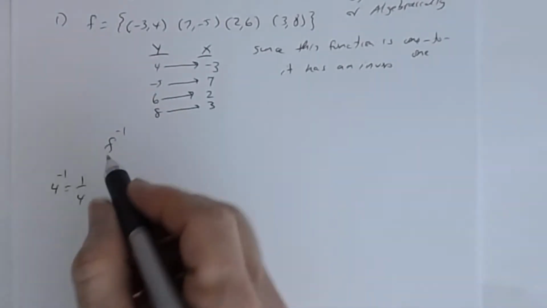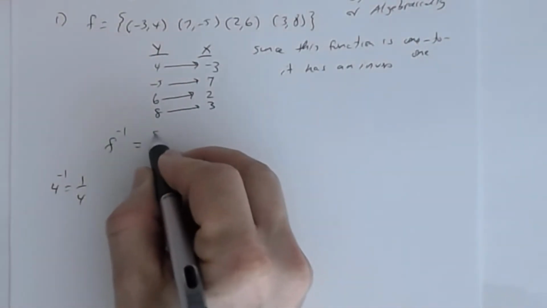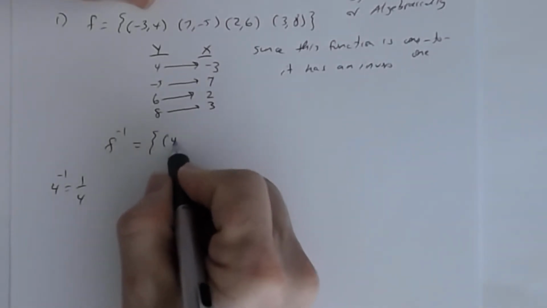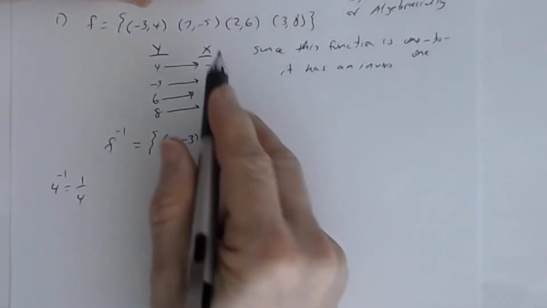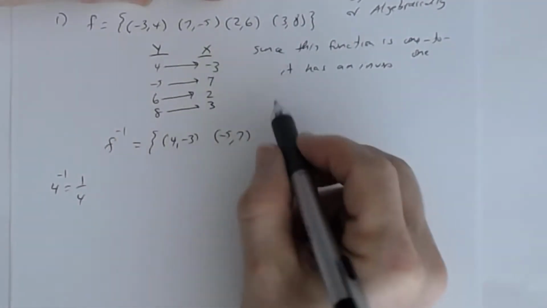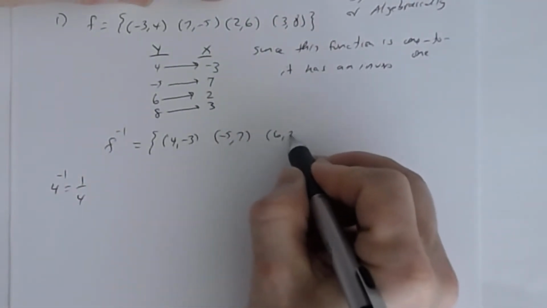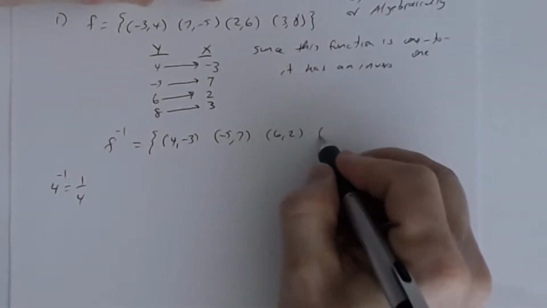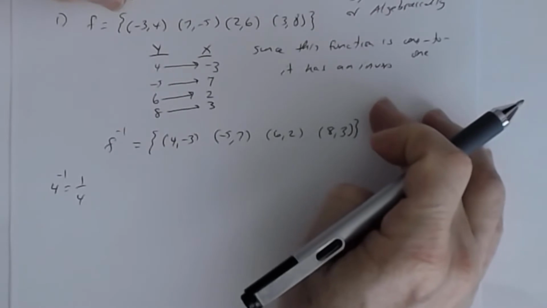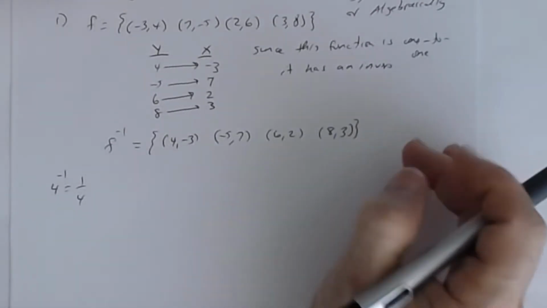That's not the same. So for f inverse, all you can do is just interchange the coordinates. So -3, 4 becomes 4, -3. 7, -5 becomes -5, 7. 2, 6 becomes 6, 2. 3, 8 becomes 8, 3. And that's all you do. So when you're given a finite set of ordered pairs, you're just interchanging the coordinates.